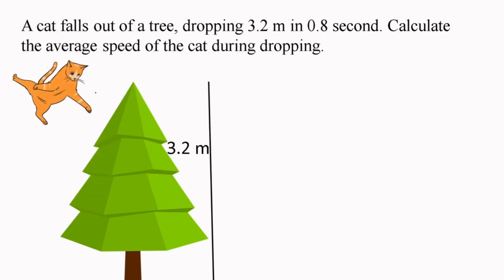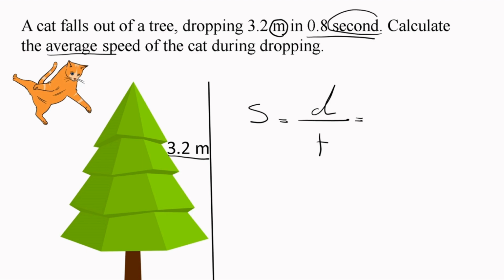Look, this cat is falling from a tree, and the length of the tree is 3.2 meters, and it passed this distance during 8 seconds. We want to calculate the average speed of the cat during dropping. What was the formula of average speed? D over T. Do I have the D? Yes, I have D here based on meter, but I have T based on seconds.